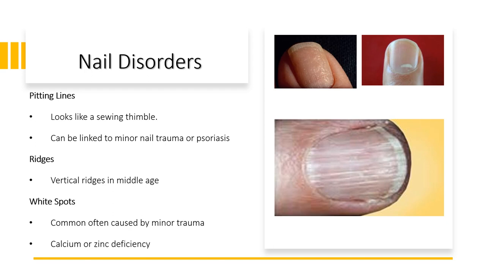We're going to go through the nail disorders now, and pitting is where the nail looks a little bit like a sewing thimble. It can be linked to minor nail trauma or even psoriasis, and there's a sort of pitting within the nail. Ridges are quite common, particularly as we get older, vertical ridges in the nail in middle age. I've often been told that this is a sign of arthritis when you have vertical nail ridges. White spots are often caused by a minor trauma or a calcium or zinc deficiency.